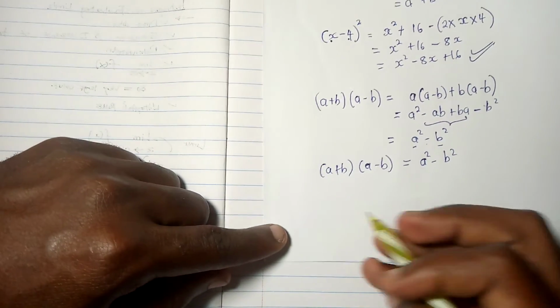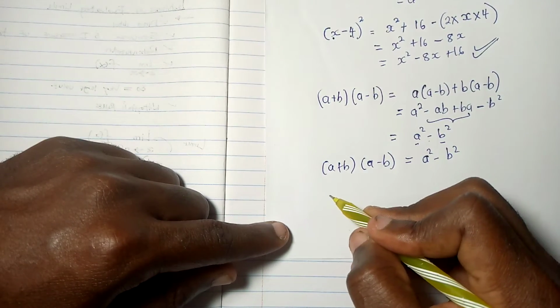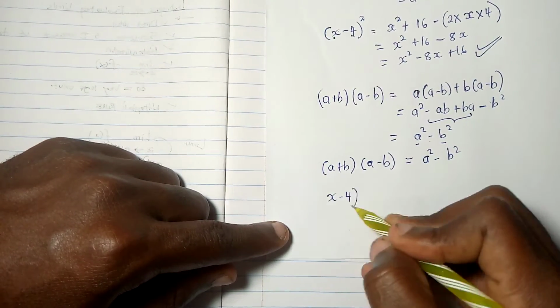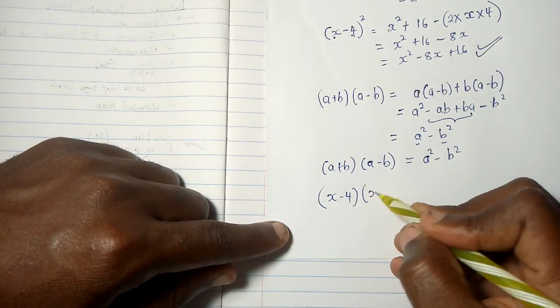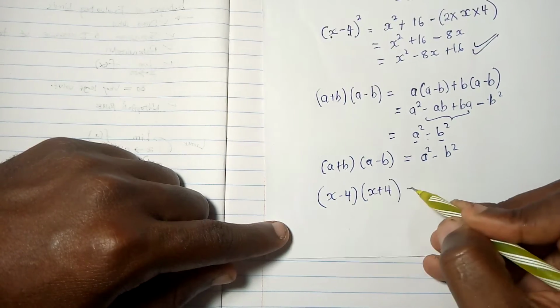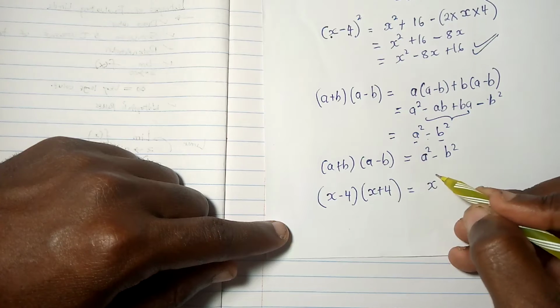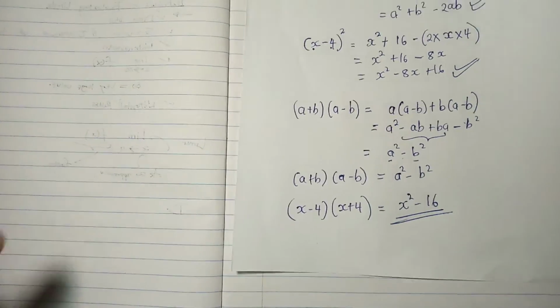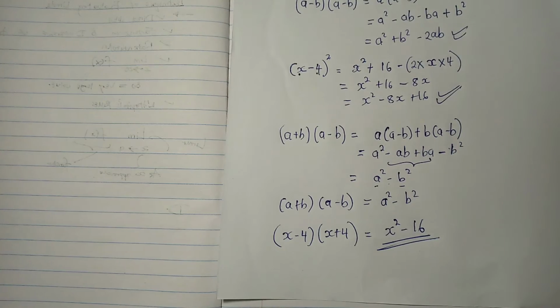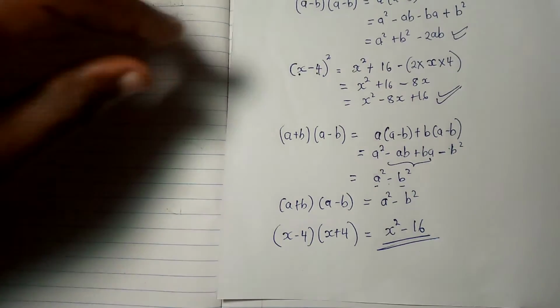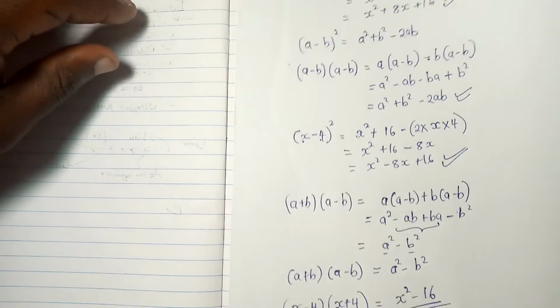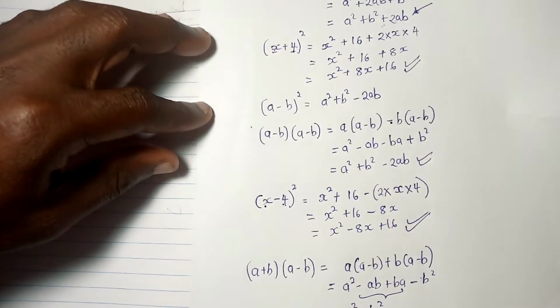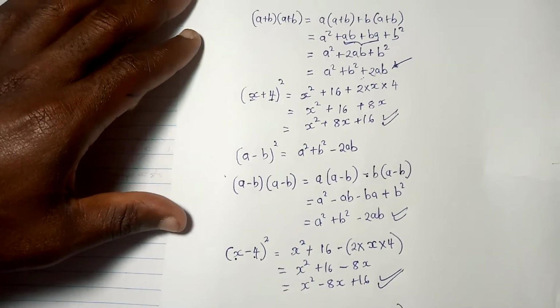And this is what we covered. So in essence, if you are told to evaluate x minus 4 and x plus 4, then you can be sure that the answer will be x squared minus 16. And I think we did this in our first video. So in this video, I just wanted us to get introduced to these identities, because we shall actually use them a great deal.